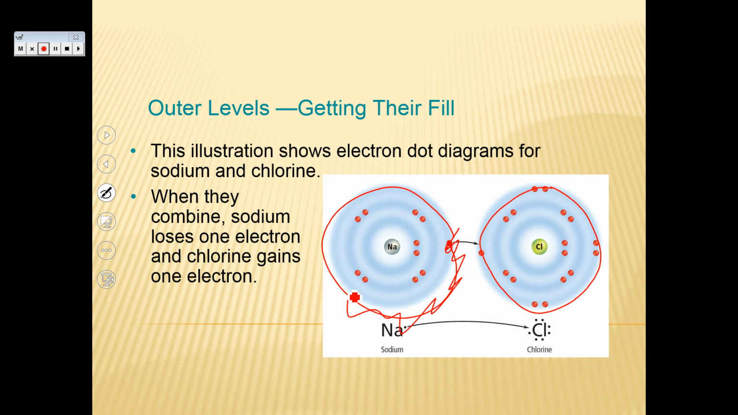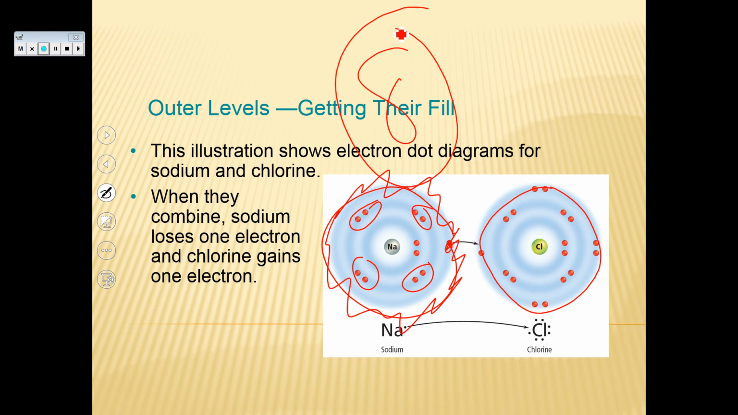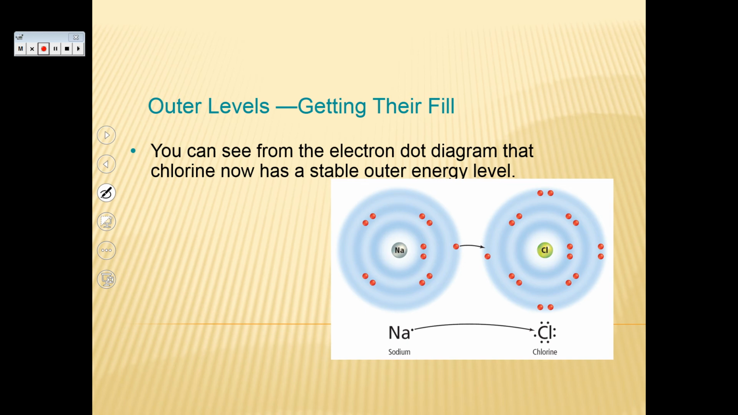When sodium loses that 1 electron, notice that its new inside shell has 2, 4, 6, 8. So it has achieved its stability by losing its 1 valence electron. Chlorine picks up that electron, and now it has its 2, 4, 6, 8 in its shell, thus achieving stability for chlorine. You can see from the electron dot diagram that chlorine now has a stable outer energy level.